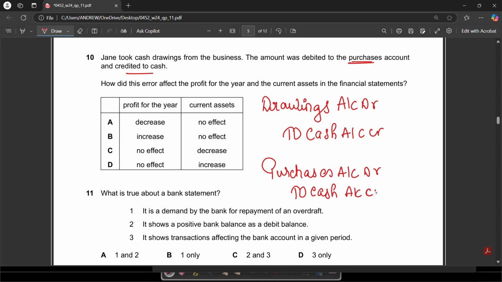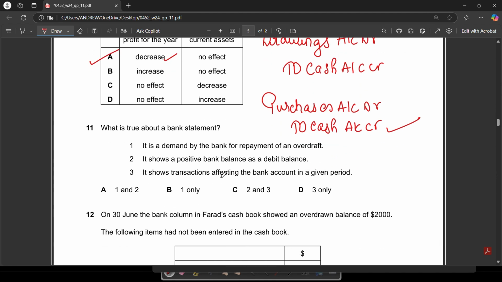cash account credit. So if you can see, if I'm debiting the purchase account, purchase is nothing but my expense. So somewhere if your expense is increasing, your profits will decrease. So profit is going to decrease. And current asset, the correct entry was drawings to cash. So cash anyways has to be credited, and she credited anyways. So my current assets won't be affected. So the right option would be option number A. Alright. Now moving ahead with the next question.